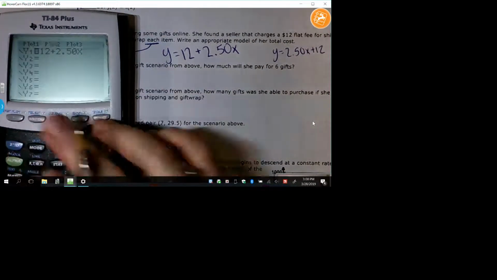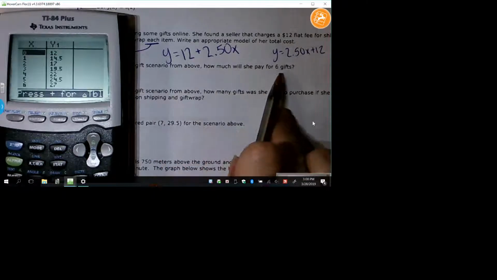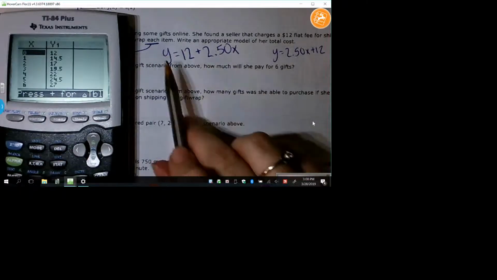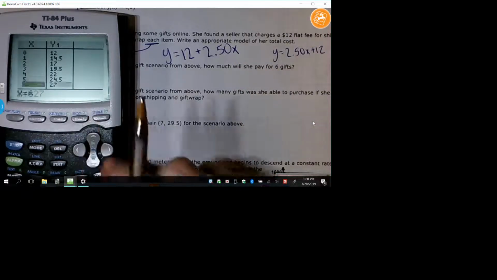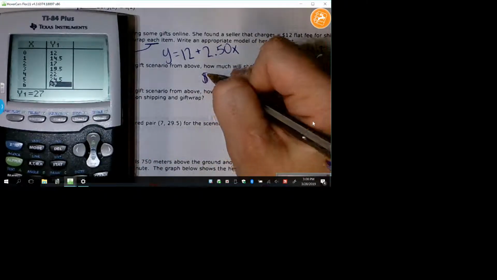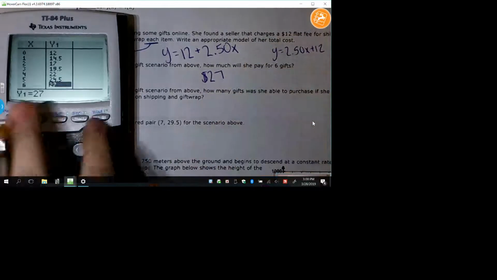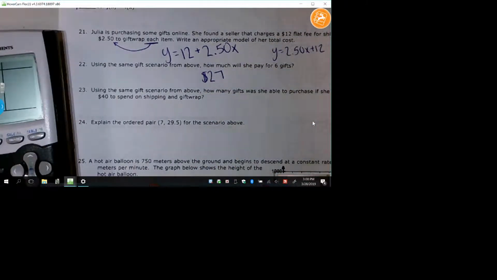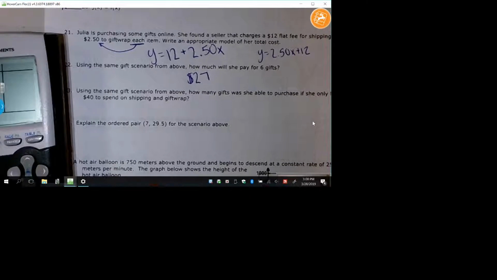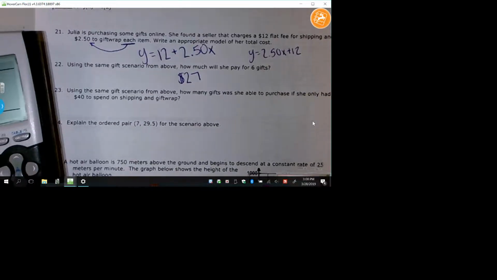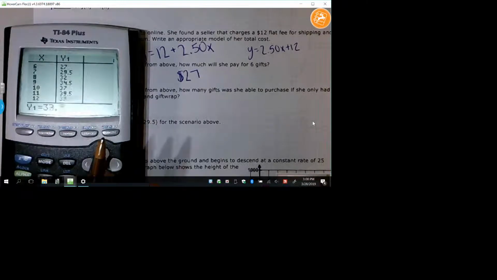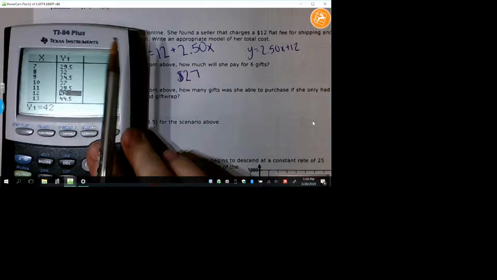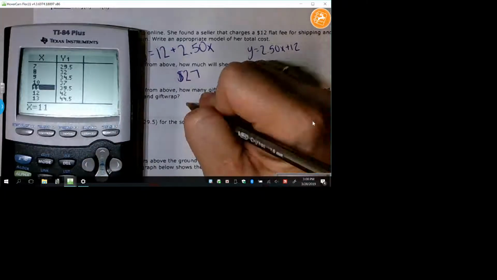So second graph, it says if she bought 6 gifts. I want you to realize gifts is your x. That's each gift. Okay, so 6 would be $27. Then it says, using the same gift scenario from above, how many gifts will she be able to purchase if she only had $40 to spend on shipping and gift wrap? So if we only had 40, can you spend 42 if you only have 40? No. Can you spend $39.50? Yes. So she could do 11 gifts.